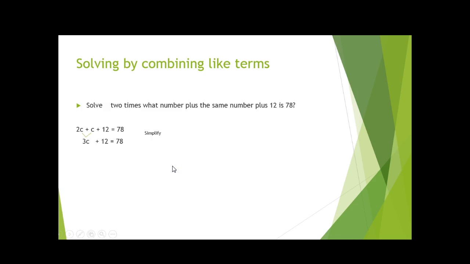So we go back to Chapter 2, Section 2, and look at how we would solve that. First, inverse operation, so subtract 12. And then we would divide each side by 3. So the answer is 22. So the question was 2 times what number plus the same number plus 12 is 78. That's 2 times 22 plus 22 plus 12 is 78. 2 times 22 is 44, plus 22 is 66, plus 12 is 78.